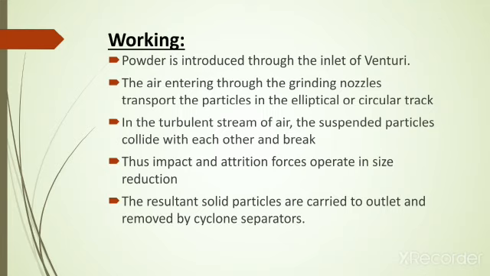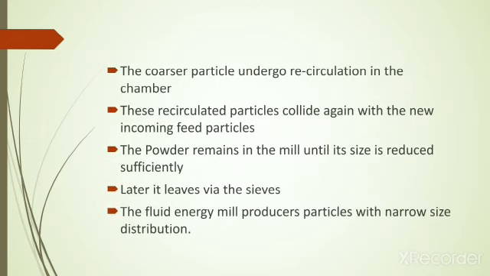The resultant solid particles are carried to the outlet and removed by cyclone separators. The coarser particles undergo recirculation in the chamber. These recirculated particles collide again with the new incoming feed particles. The powder remains in the mill until its size is reduced sufficiently. Later it leaves via the sieves. The fluid energy mill produces particles with narrow size distribution.